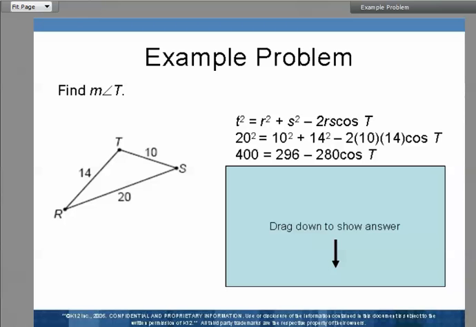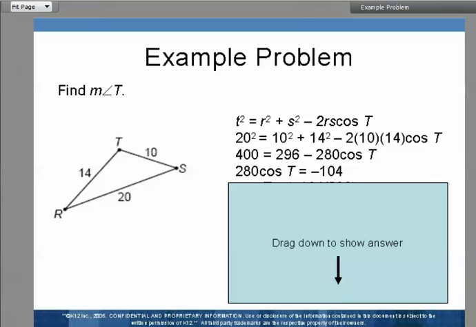I'm going to subtract the 296 from the 400, and I get negative. Right, I subtracted the 400 from this and added the 280 cosine t to the other side. Okay? I got a negative 104. I divide by 280. That gives me cosine t.